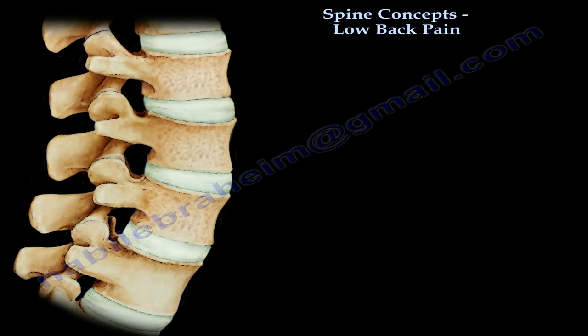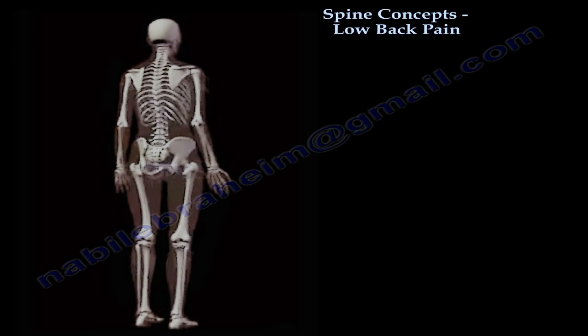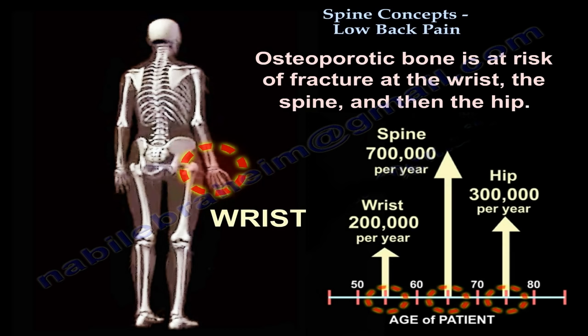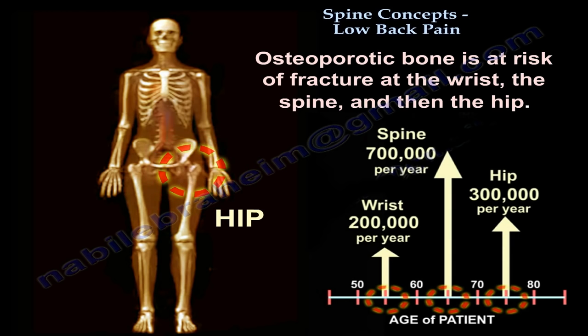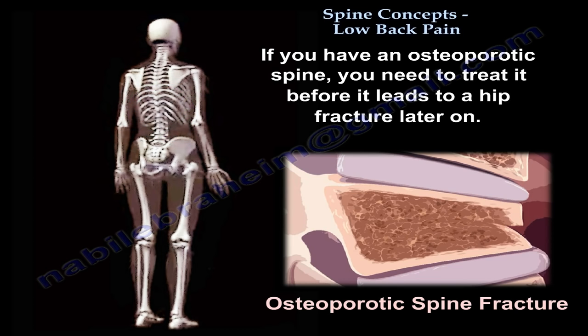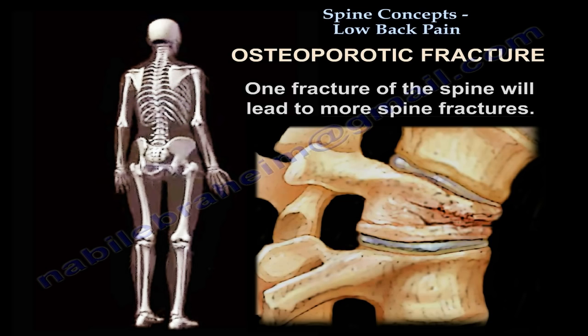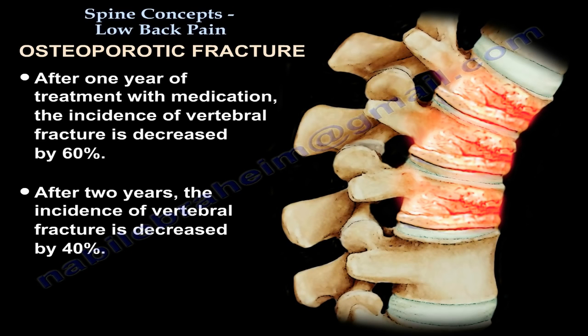How about osteoporotic fracture? When osteoporosis starts causing fracture, you start with the ribs, then the spine, then the hip. So if you have an osteoporotic spine, you want to treat it before it goes to a hip fracture later on. And if you have one spine fracture, that will lead to more spine fractures. After 1 year of treatment with medication, you decrease the incidence of vertebral fracture by 60%. After 2 years, you decrease the incidence by 40%.